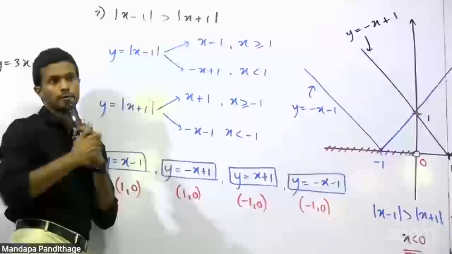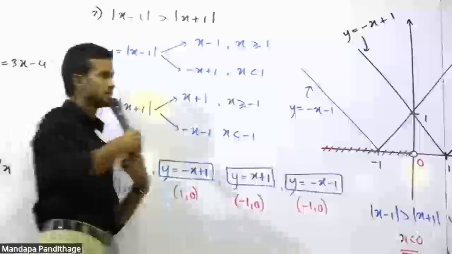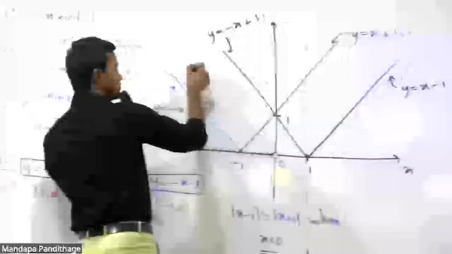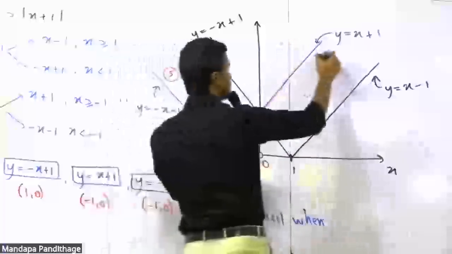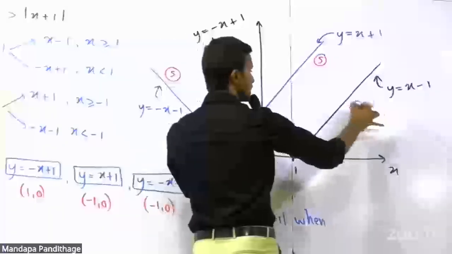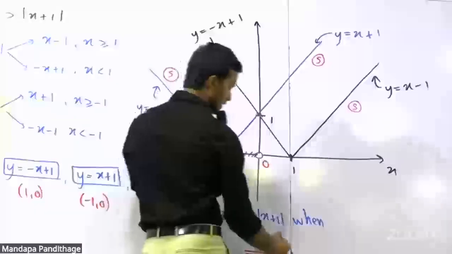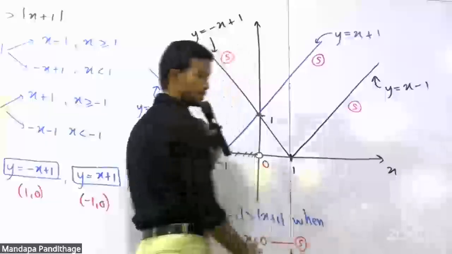So in this one, you get 25 marks in this way. For sketching this straight line, you get 5 marks. This straight line, you get 5 marks. This straight line, you get 5 marks. And this straight line, you get 5 marks. And for the final answer, you get 5 marks.